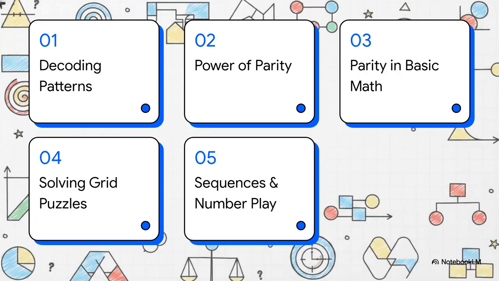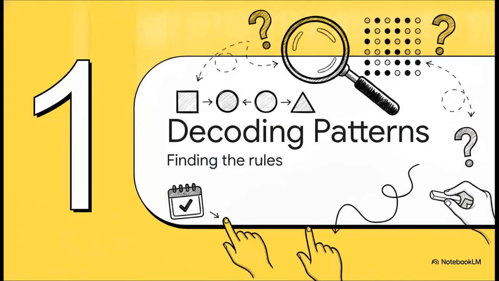So here is a really quick roadmap of our investigation today. First up, decoding number patterns. Then we'll look at the power of parity, parity in basic math, solving grid puzzles, and finally, wrap it up with sequences and number play. Starting right off with Section 1, decoding number patterns.